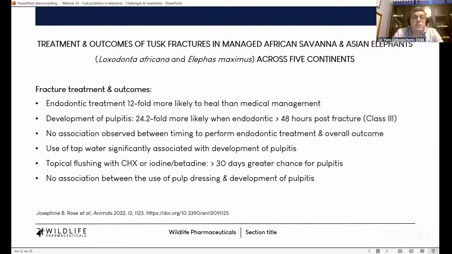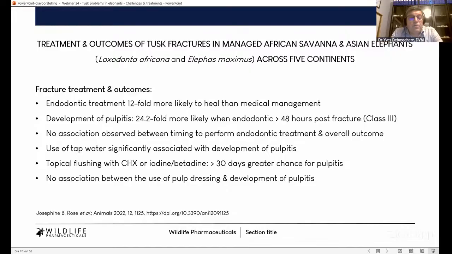So if you look at the outcomes itself, if you do an endodontic treatment, it's much more likely to heal than medical management. Medical management is flushing and medication. The development of pulpitis is more likely when you do your endodontic treatment more than 48 hours post fracture. So that's why I said the earlier you can do it, the better. But on the contrary, there was no association observed between the timing to perform endodontic treatment and the overall outcome. So maybe we have some time later on. So much more research should be done on that, we can put that in files and see what happens.